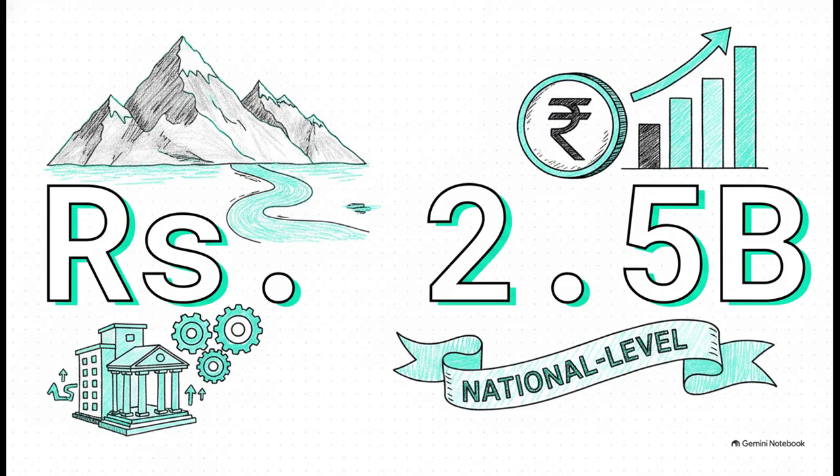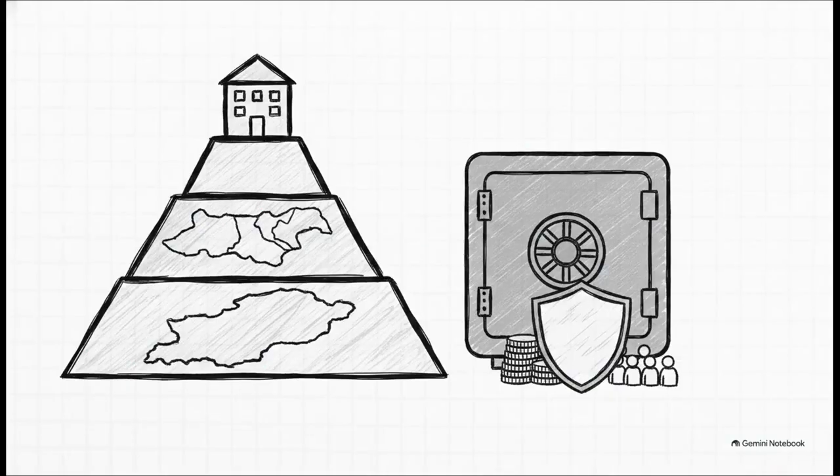2.5 billion rupees. I want you to lock this number in your head. Right now, this is the minimum paid-up capital you need to operate a national-level development bank in Nepal. It's a massive financial threshold put in place to guarantee stability and capacity across the entire country. But it's not a one-size-fits-all situation.